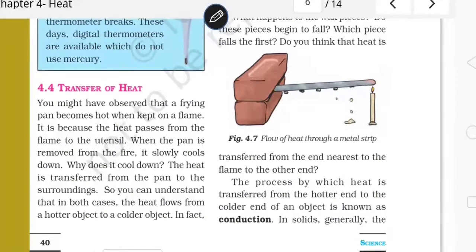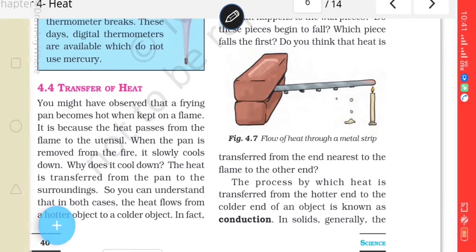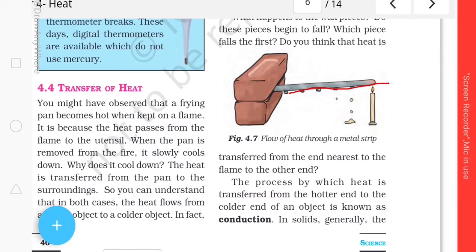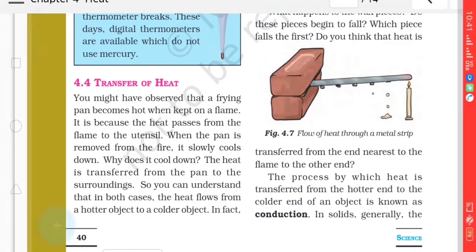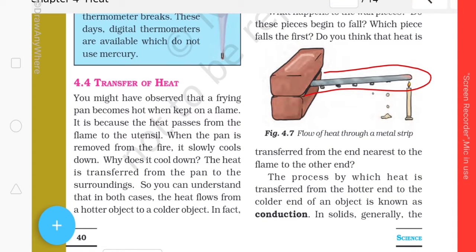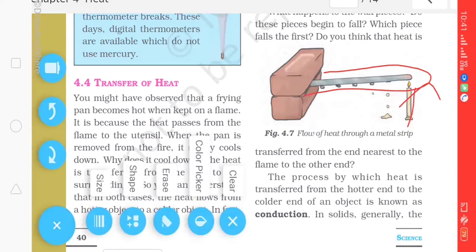Again, let's take another example. Suppose we are taking a metal rod, a strip of metal, and we are taking two bricks, and also one candle with a flame. We are placing this metal strip in such a way that the two bricks are holding it, and at one end we are giving the flame, the heat. That means this flame is hot. Yes, it is heated.